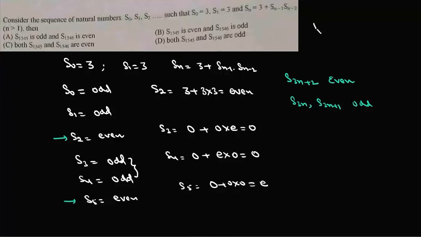Now if we look at 1545, it is divisible by 3. So this is 3 into 515. So it's a multiple of 3. So it is of the form 3n. So this is odd. And 1546 will be 3 into 515 plus 1, which is of the form 3n plus 1, which also is odd. So both these numbers are odd. That means the correct option is option D.